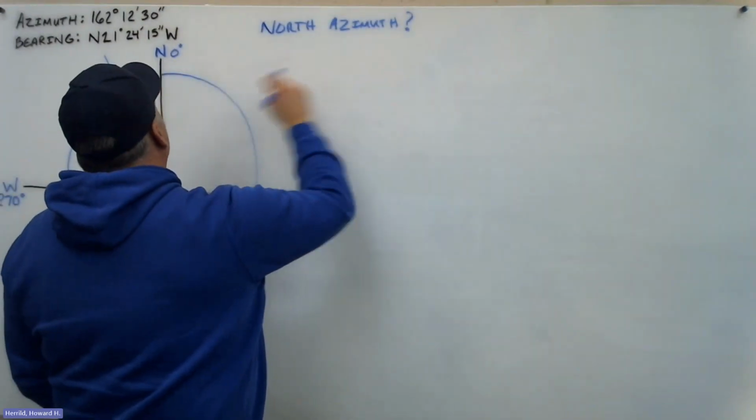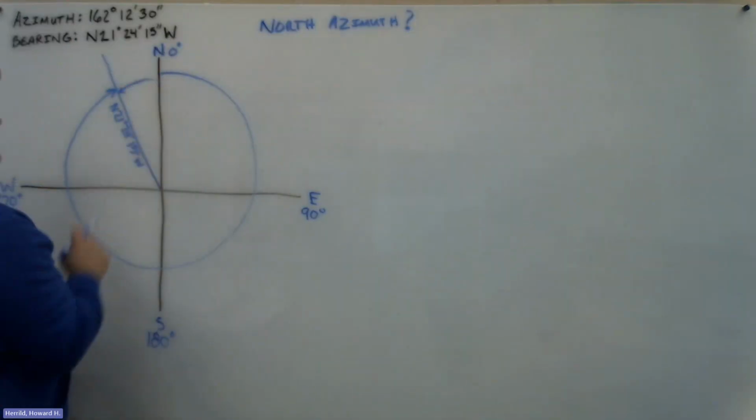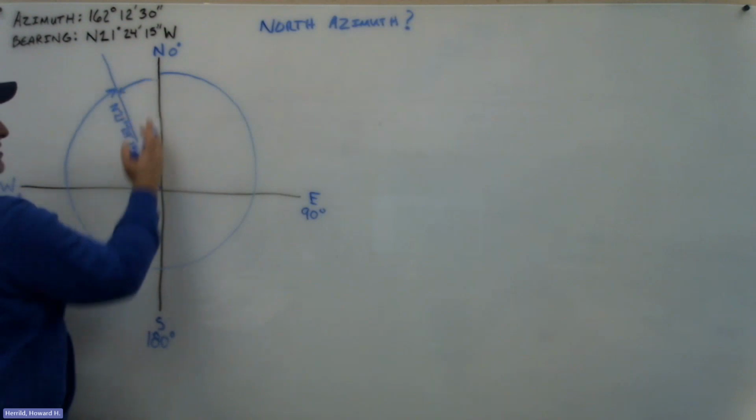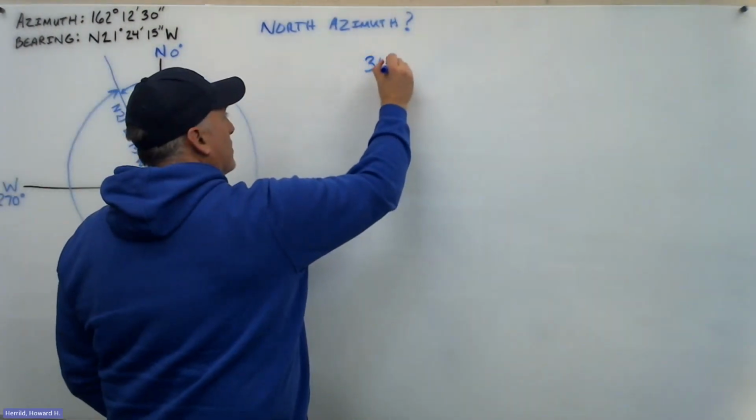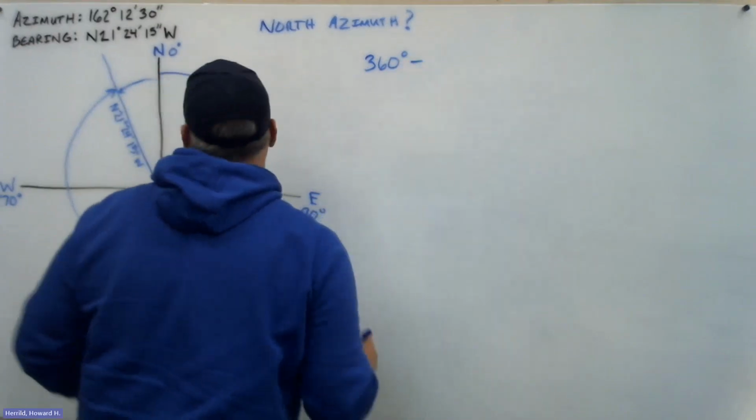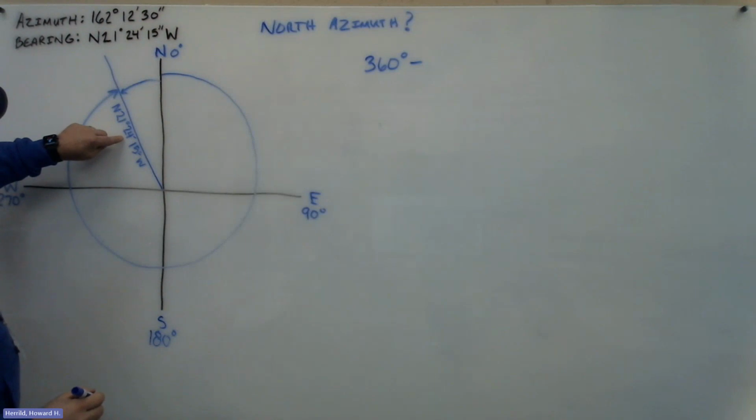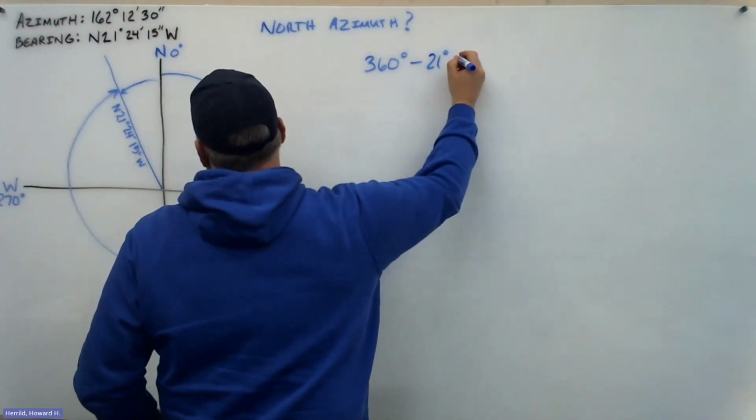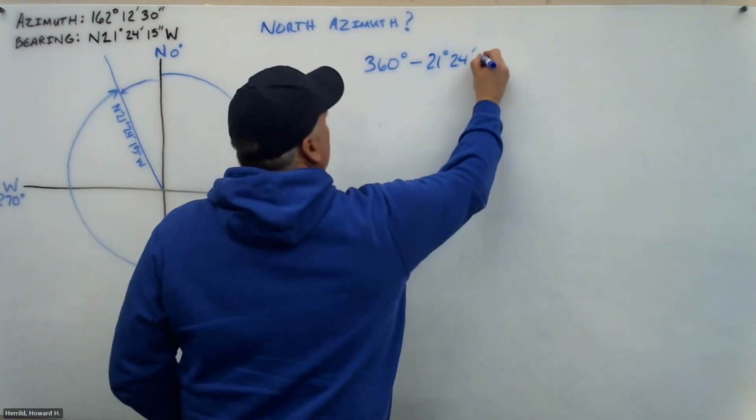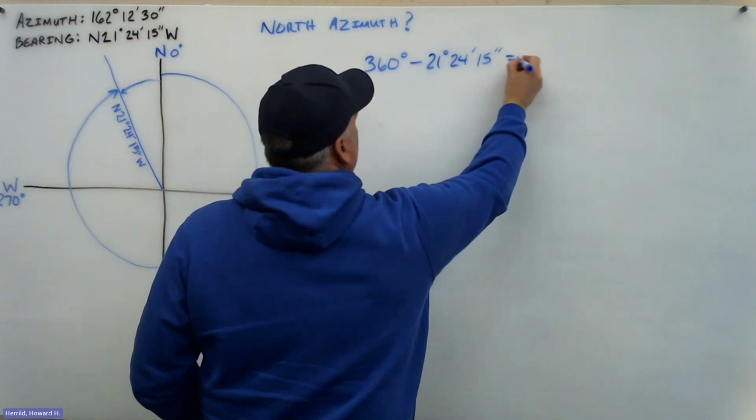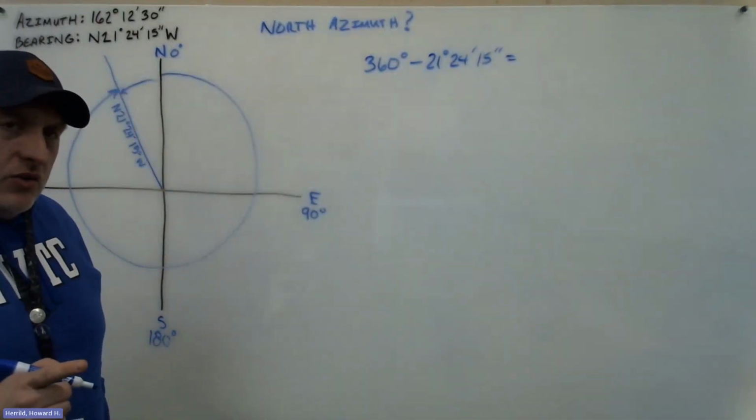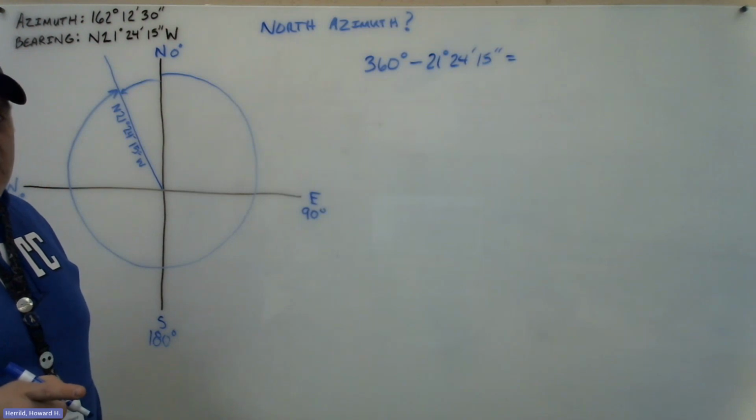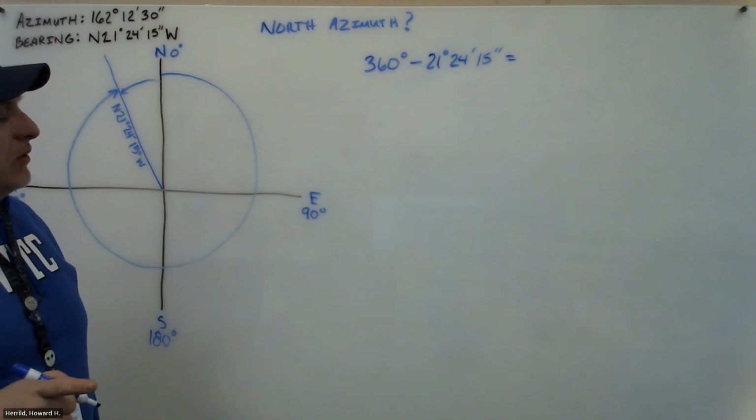So I know that this whole circle is 360 degrees, okay? This line is known as the 0 degree line. It is also known as the 360 degree line. So I'm going to take 360 degrees and I'm going to subtract 21 degrees, 24 minutes, 15 seconds off of that. Okay. Now we're going to do this longhand. I could use a calculator, but most of you may not have a calculator at hand. So it's really easy subtraction that we're going to be doing.